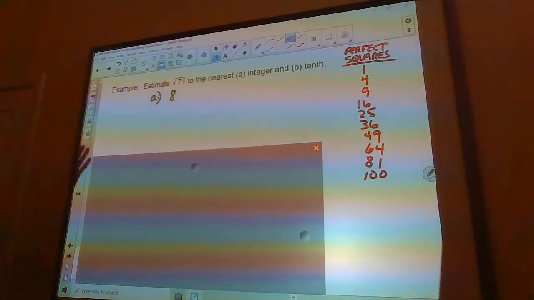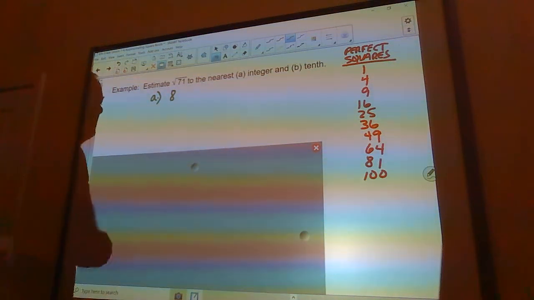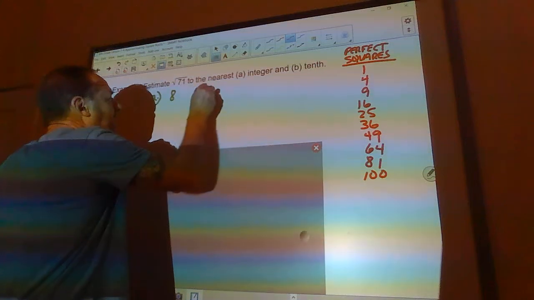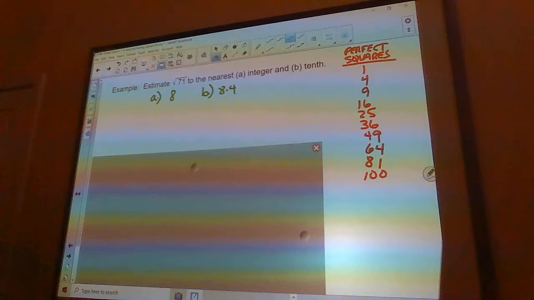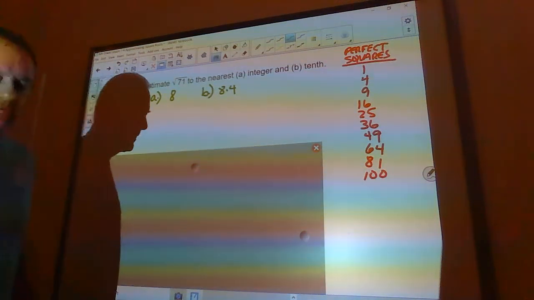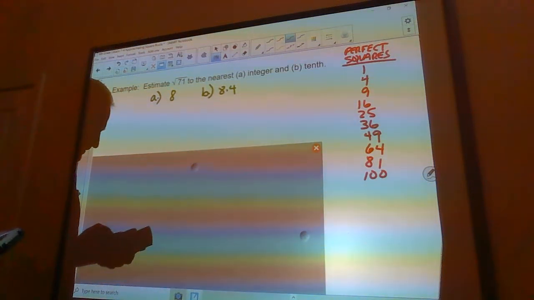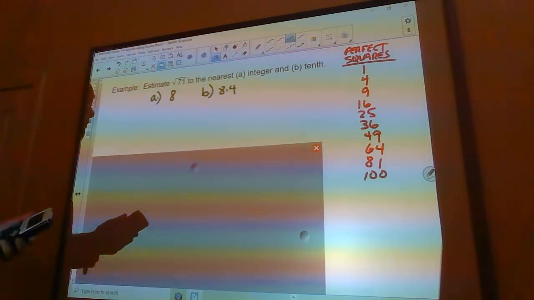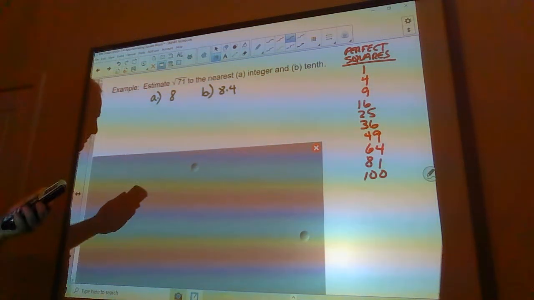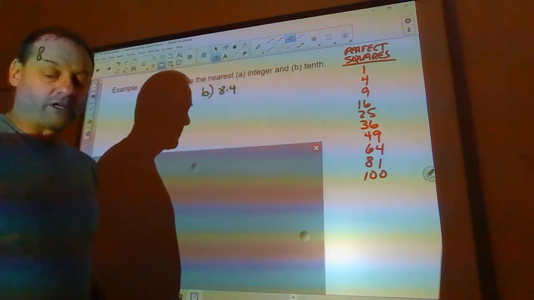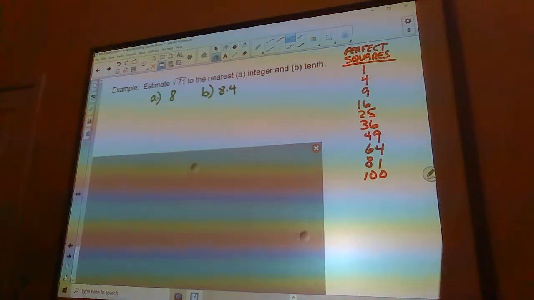Then you got to kind of guesstimate where it's going to be. So I would guesstimate that this is about 8.4. Okay? It's a little bit closer to 64 than to 81. If I really want to know this, I'm getting out my handy-dandy TI-84 Plus C Silver Edition graphing calculator, or some reasonable facsimile thereof. And I'm going to put in square root of 71, hit enter, and it's 8.426. It's not exactly 8.426, but that was a pretty good guess.